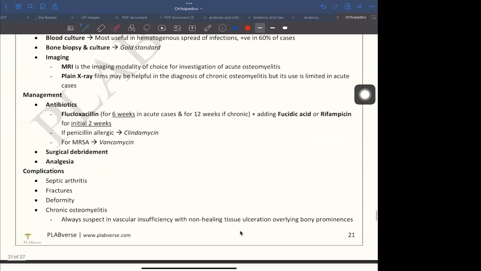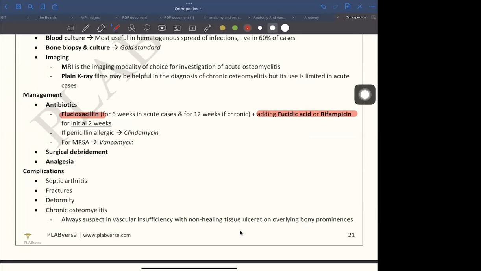Treatment: since we mentioned the commonest organism is Staph aureus, flucloxacillin is the first line of treatment. You can add fusidic acid and rifampicin for the initial 2 weeks. If the patient is penicillin allergic, you can give clindamycin instead. If it's MRSA, which is methicillin-resistant Staph aureus, you can give vancomycin. Surgical debridement remains one of the treatment options as well, and analgesia. Complications: septic arthritis, the patient might go into sepsis, fractures, deformity, and chronic osteomyelitis.